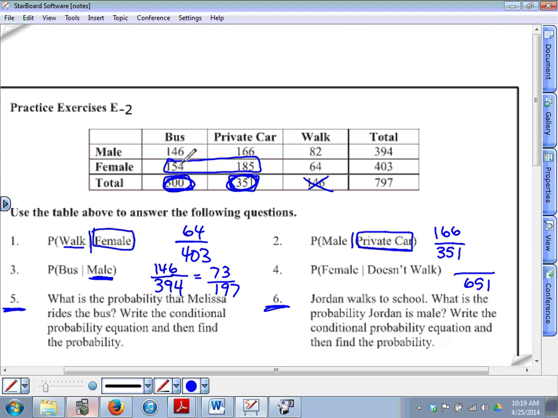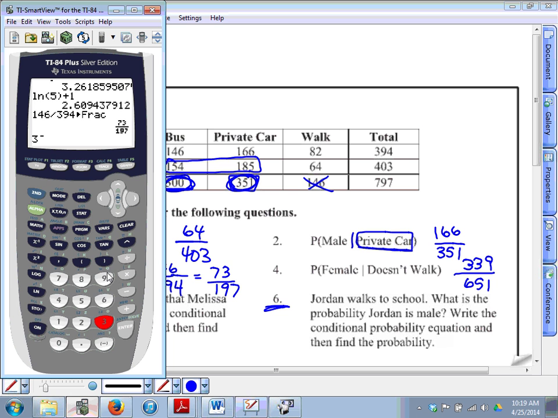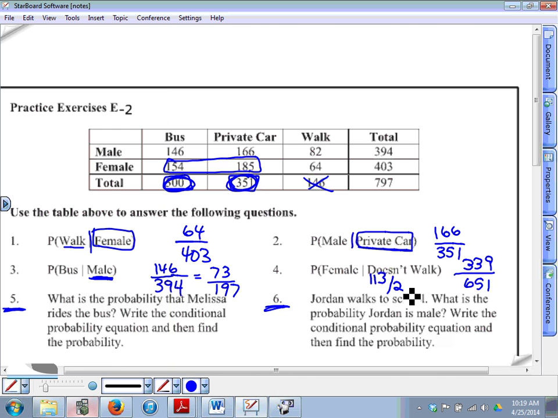These people are girls. That's 339, thank you. And let's see, does that simplify? 339 divided by 651. It actually does: 113 out of 217. I recommend getting a calculator ready.